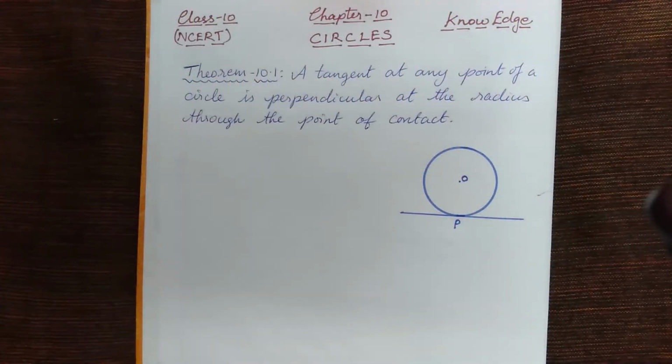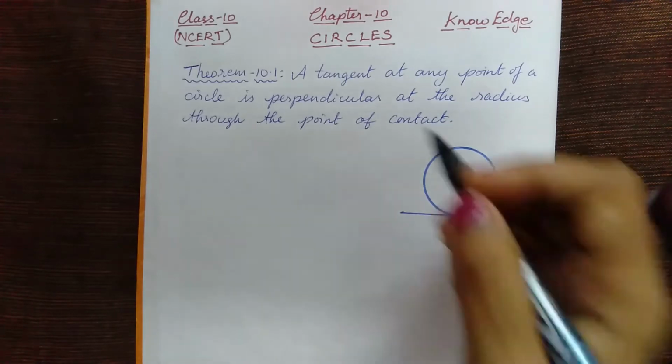In this video, we are going to prove theorem number 10.1 from the chapter Circles. This is from the class 10 CBSE NCERT syllabus. This is the 10th chapter and you have a total of 2 theorems in this chapter. We will do the first one today and the next one in the next video. So here goes the theorem.